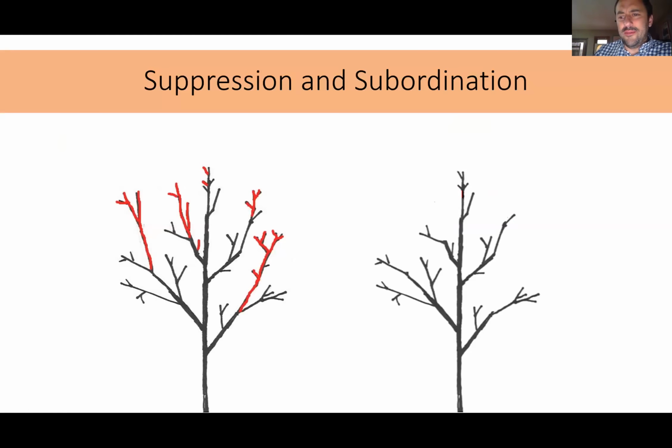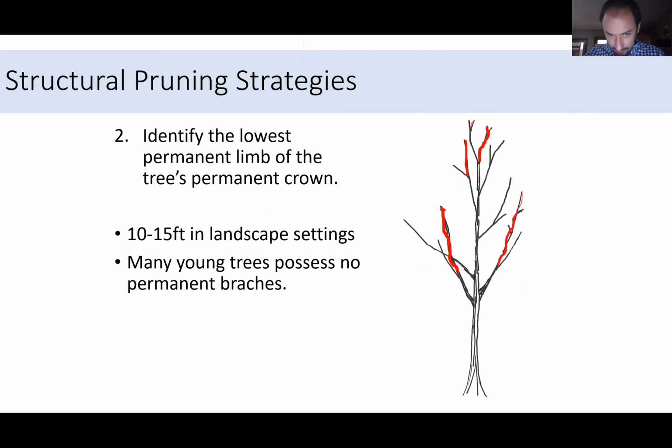A brief note: pruning has a lot of very specialized language, and it's very strong controlling language. I use these terms kind of interchangeably, and so do a lot of people. But just to be clear, suppression is removing part of a branch to slow its growth, which then subordinates it to the dominant leader. That's what those terms technically mean, but they get used interchangeably.